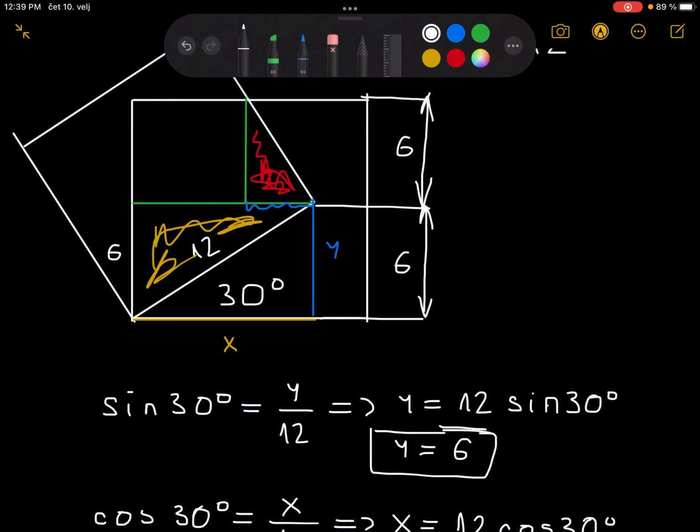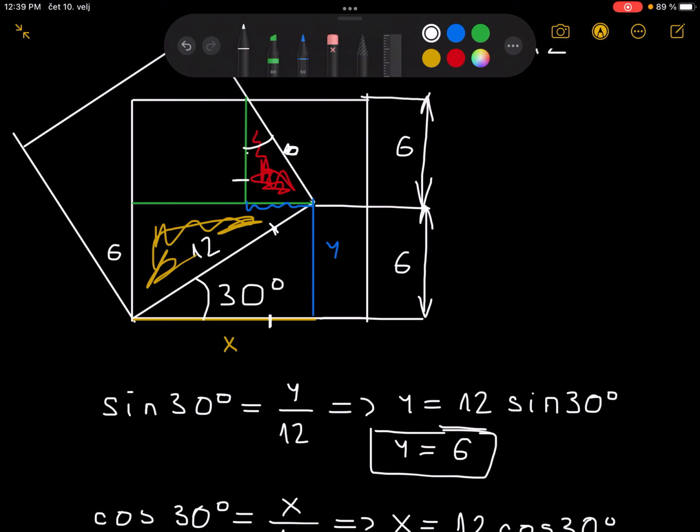So let's look at this angle right here and this angle right here. This side of this angle is perpendicular to this side of this angle, and this side of this angle is perpendicular to this side of this angle.